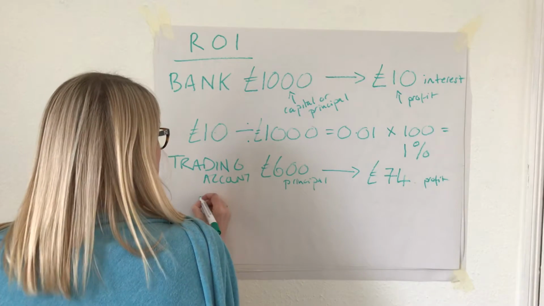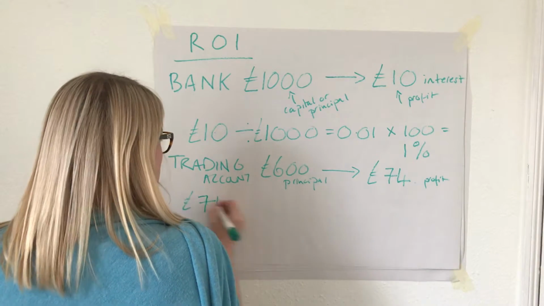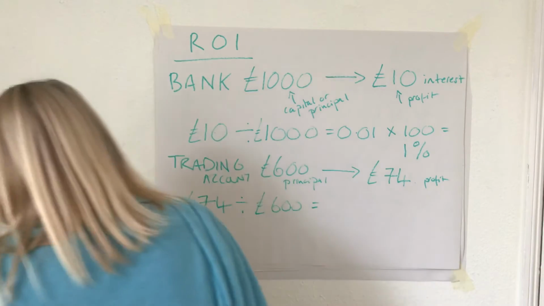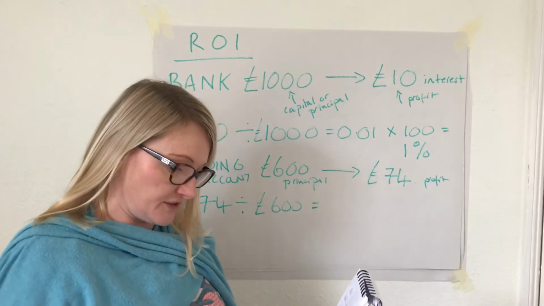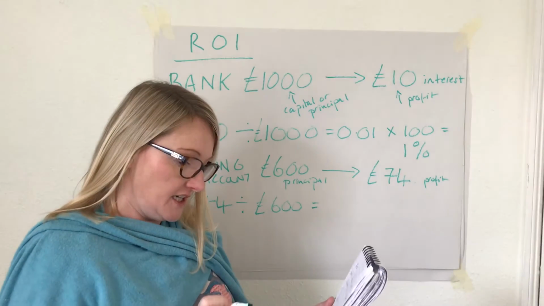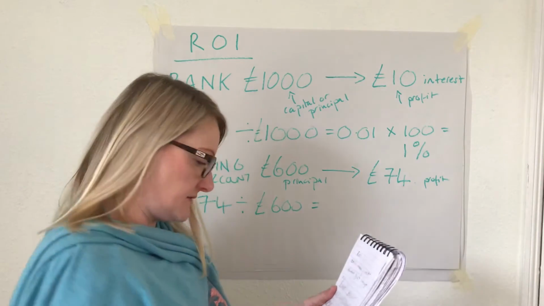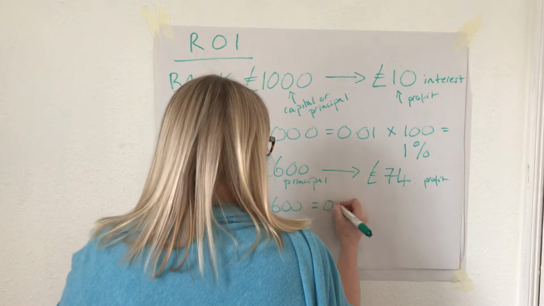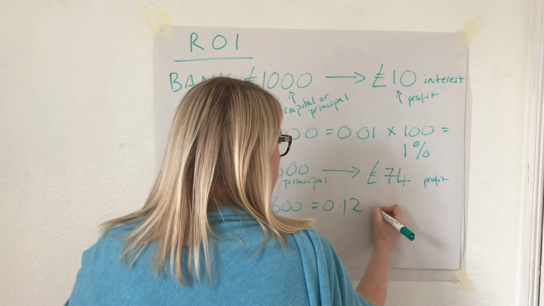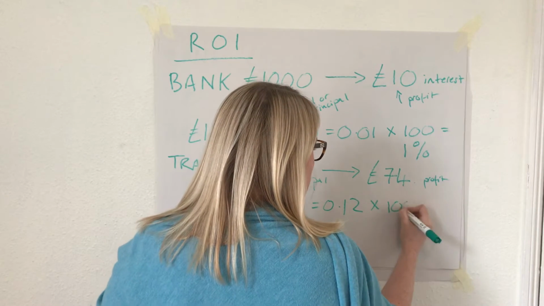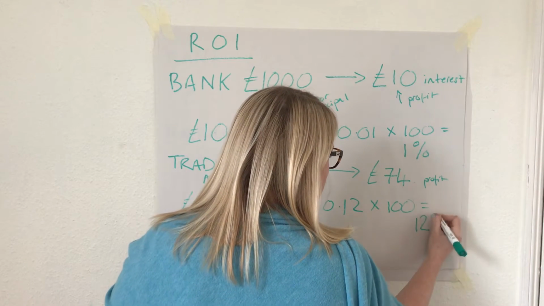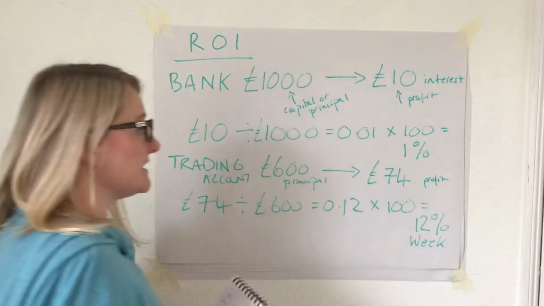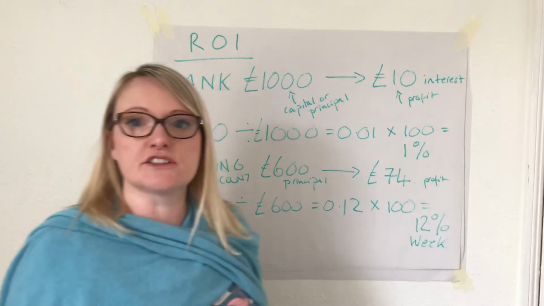So we go 74 divided by 600 equals, I've actually got it written down here because I've calculated it beforehand, 0.12 times 100. In this case it's 12%, and that's within a week. So that's just to give you another example of how you can do that.